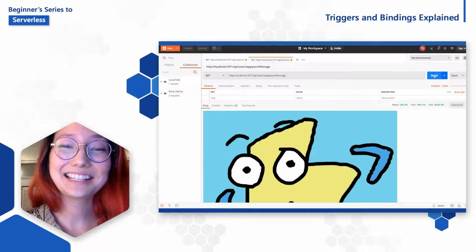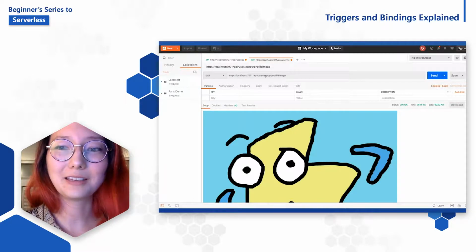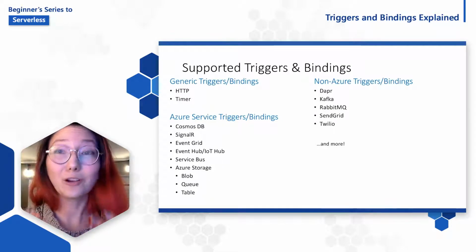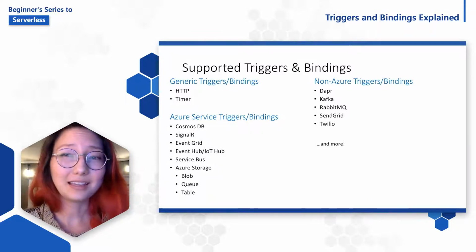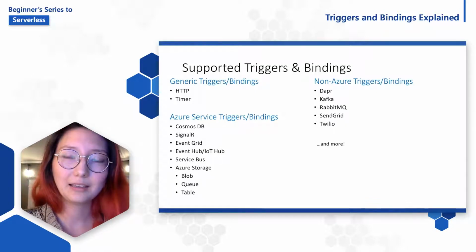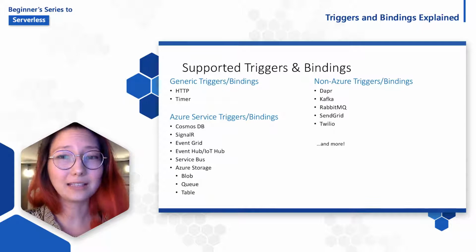And there it is. This is the profile image of our username, Zappy. I only showed you two types of triggers and bindings today, but there are so many more triggers and bindings that are supported out of the box. As you can see, there are many Azure and non-Azure services that integrate with Azure Functions through triggers and bindings. This means that there are a lot of use cases for serverless functions beyond serverless web APIs. Thank you so much for listening today, and I'll drop some follow-up links down below.